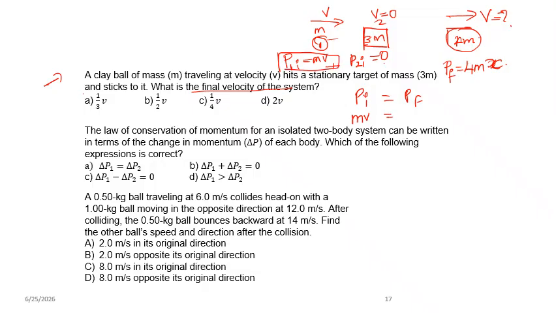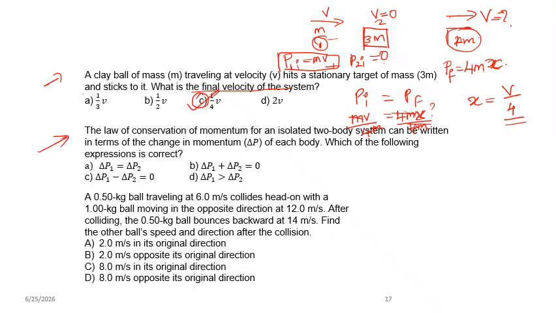And what about P final? P final will become 4m times x. We need to calculate x, so you keep the x here, and divide this side by 4m and that side also by 4m. The m and m get cancelled, and I get x as v divided by 4. So this will be the correct answer.